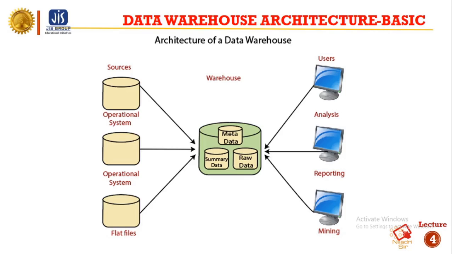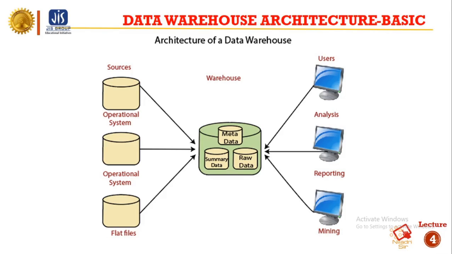The summarized record is updated continuously as new information is loaded into the warehouse. The next part is the end user access tools. The principal purpose of a data warehouse is to provide information to the business managers for strategic decision making. These customers interact with the warehouse using end user access tools. Some examples of end user access tools are reporting and query tools, application development tools, executive information systems.